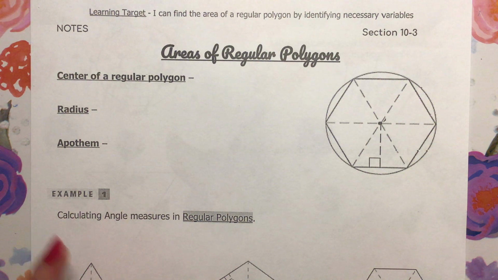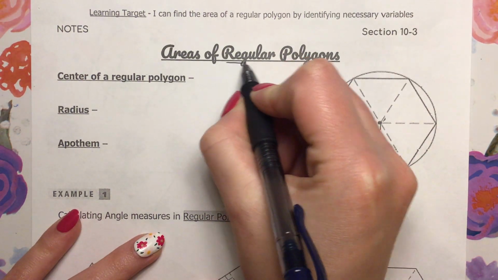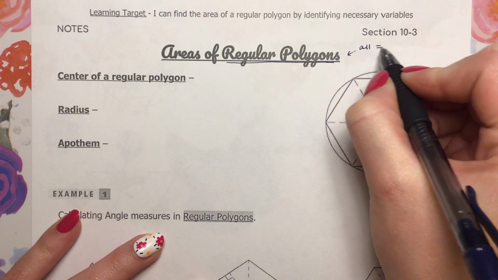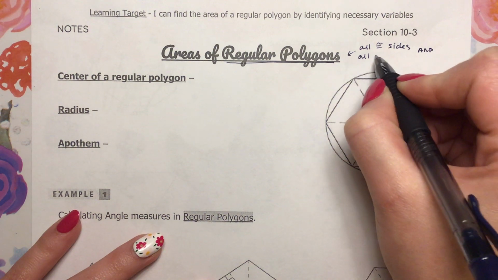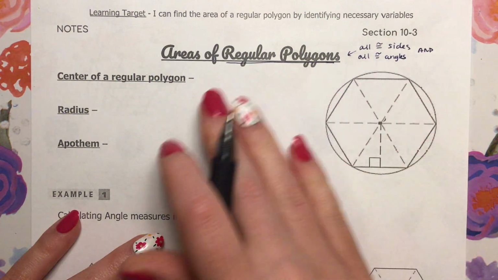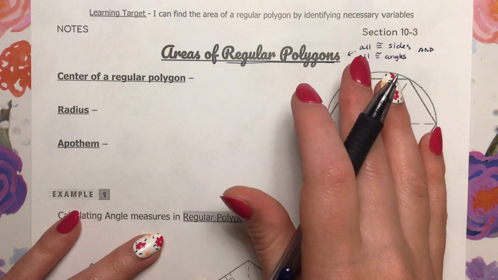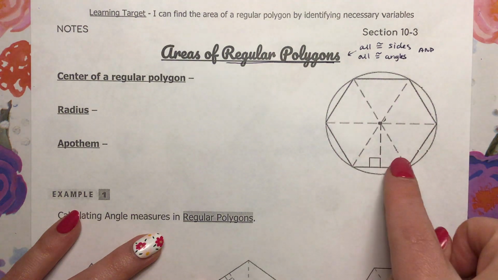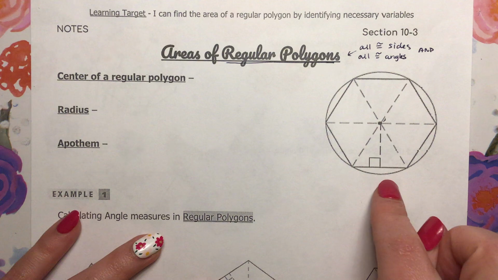So I want to remind you guys of what a regular polygon is real fast. A regular polygon, which is this part in our definition, has all congruent sides and all congruent angles. So this formula that I'm showing you and all this stuff I'm showing you today is only going to work if you have regular polygons, which means all the sides are congruent and all the angles are congruent. Now right here we have an image of a regular hexagon, and it is inscribed in a circle.